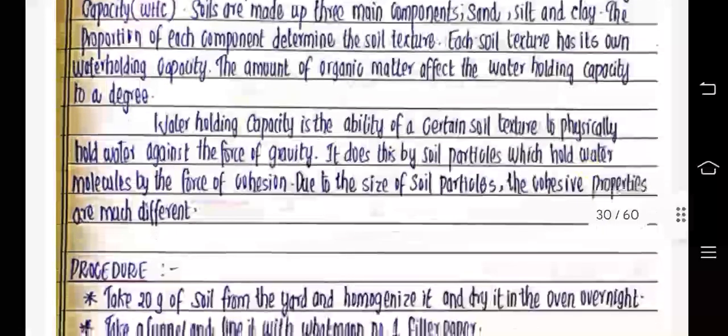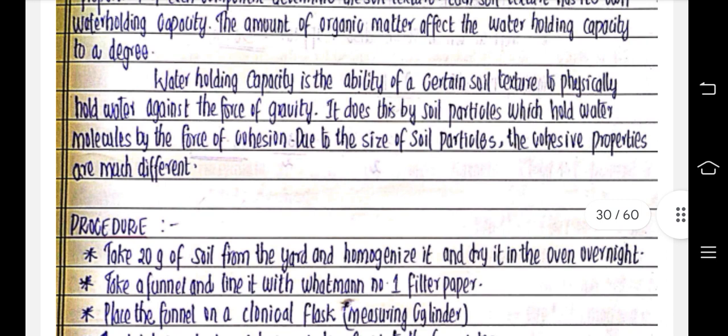Water holding capacity is the ability of a certain soil texture to physically hold water against the force of gravity. It does this through soil particles which hold water molecules by the force of cohesion. Due to the size of soil particles, the cohesive properties are much different.